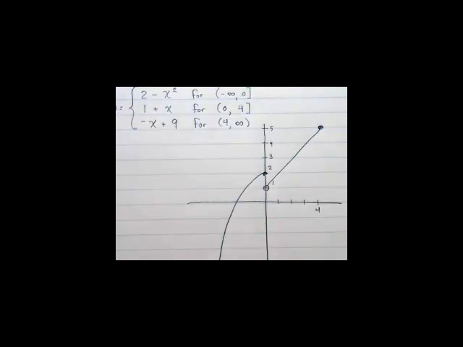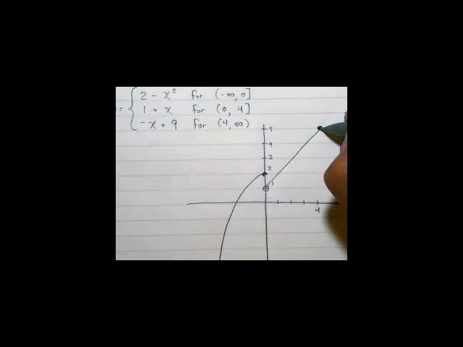And then from 4 to infinity, it's negative x plus 9. So start with the 4 again. If you put a 4 in, what do you get? Okay. So this piece is connected, right? So it's going to start at this point again. And then it's negative x. It has a slope of negative 1 from there. So that's going to come down like that.